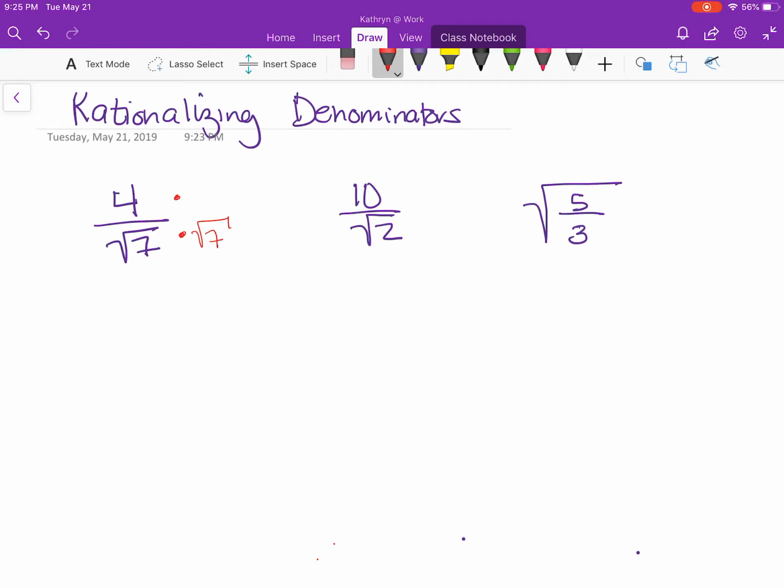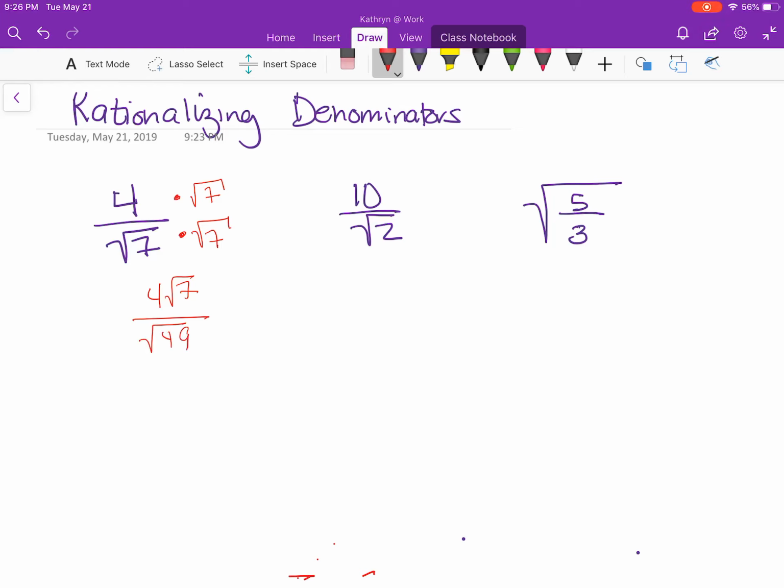But if I want to multiply the bottom of a fraction by something, I need to multiply the top of the fraction by the same quantity so I don't change the value of the fraction. So I'm also going to multiply the numerator by the square root of 7. So here we go. 4 times the square root of 7, that's my numerator. Square root of 7 times the square root of 7, that's the square root of 49.